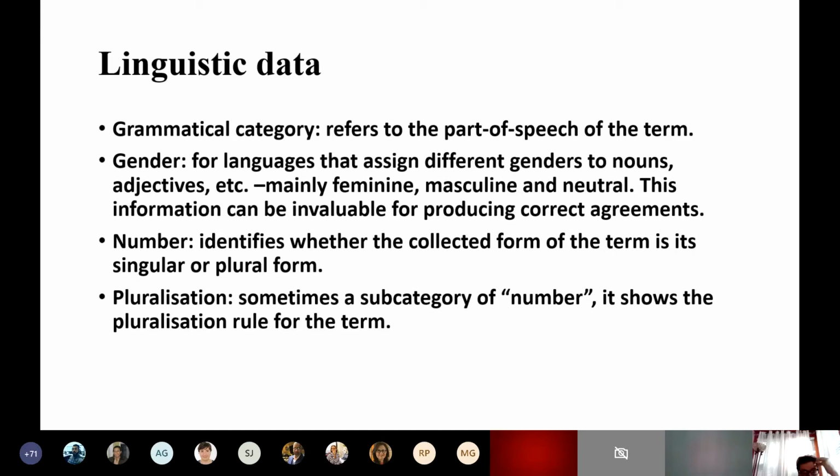Then we have the linguistic data: grammatical category, gender, number, polarization.